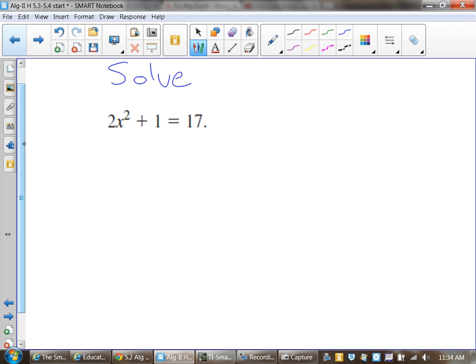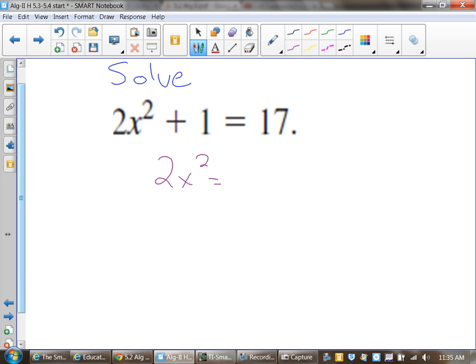So here we go. Now we're going to solve this equation by working backwards, and then at the very end, I'm going to have to take square roots. So I have 2x squared plus 1 is 17. I'm not factoring this. What I'm going to do here first is subtract 1. I get 2x squared is 16.